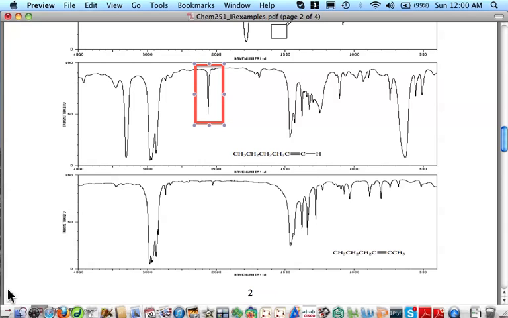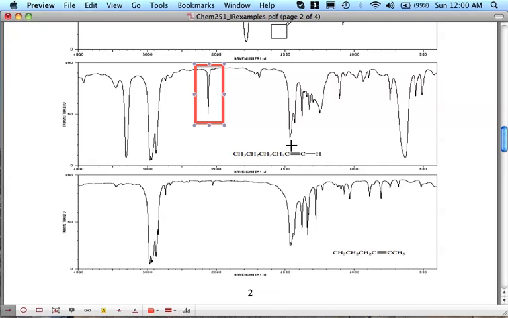So if I wanted to make a little quickie annotation here, I could just do something like, whoop, there it is, C triple bond C stretch. Okay. This is what we call a terminal alkyne because it's on the end of this chain, and so it has a CH attached to the end.